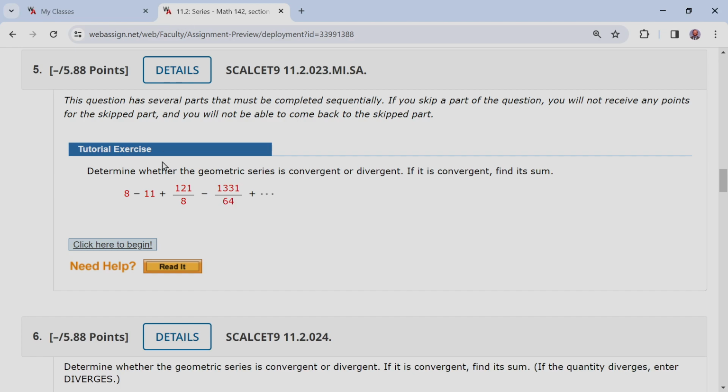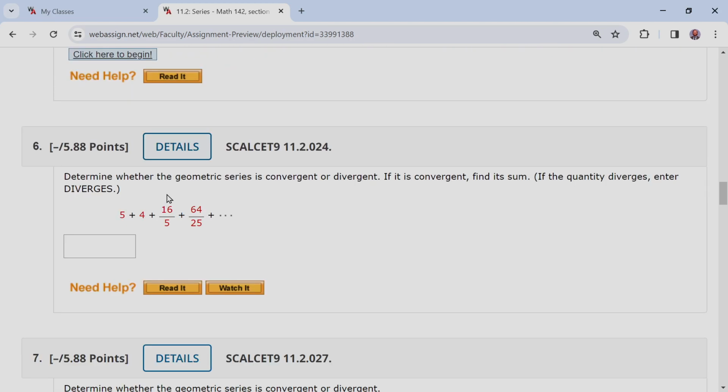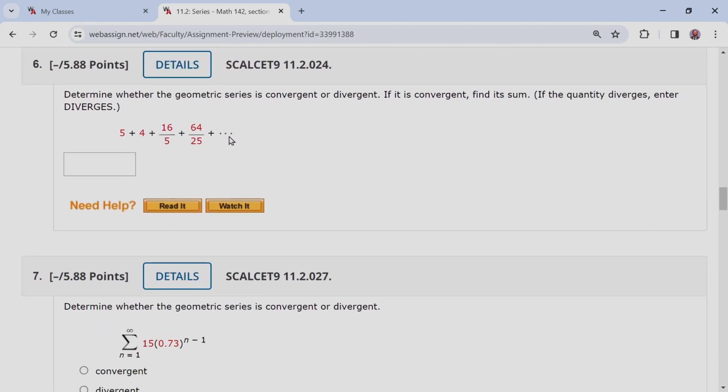And so here you get divergence because minus 11 over 8 is bigger than 1 in absolute value. If minus 11 over 8 was less than 1 in absolute value, then you do the first number divided by 1 minus the common ratio to get the result, which is actually what comes up here.